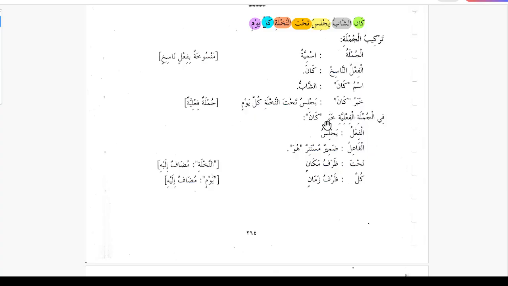And in the jumlatil fi'liya, khabar kana, in this sentence yajlisu, jalasa yajlisu, is the fi'l, and there is no fa'il outside, so we're gonna say fa'il damirun mustatirun huwa. The fa'il is huwa. Tahta is zarfu makanin, the adverb of place. Nakhlat is then mudaf alayh, and kulla is zarfu zaman, the adverb of time. It tells when and where he sits: under the palm tree and every day. So tahta is zarfu makan and kulla is zarfu zaman, and then yawmin is mudaf alayh.